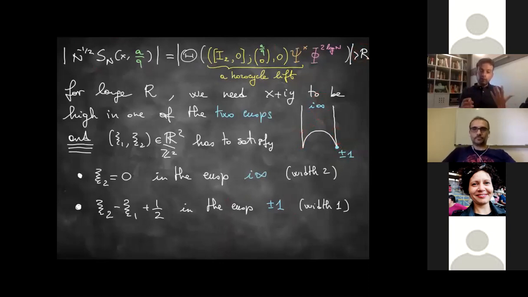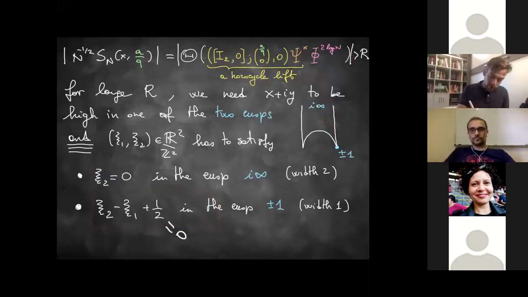So in order to grow, two things have to happen. First, you need to go high in one of the two cusps, and something has to happen in the R2 variables, and what is different depends on which cusp you go to. So if you go up here, in order to grow, you need the second variable to be zero. And if you're going to this cusp here, in order to grow, you must have this equal to zero. So there are some very special arrangements that allow you to grow. Otherwise, you don't grow. The only way you can study the tails is when this thing grows, and you know exactly where it grows. Very, very specific.